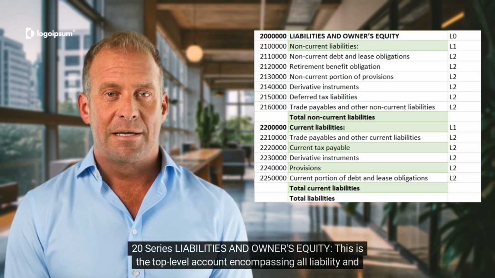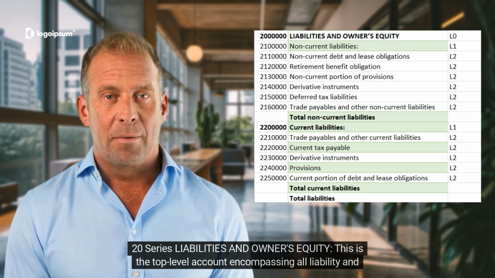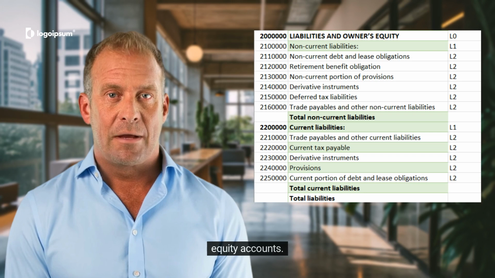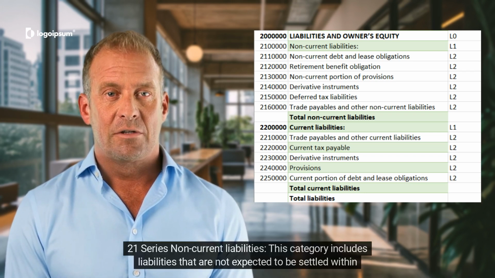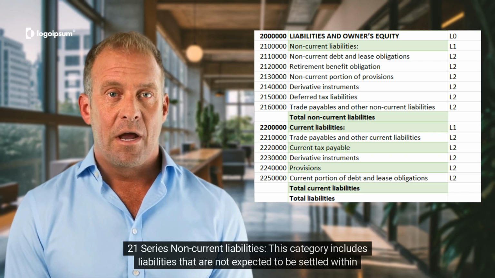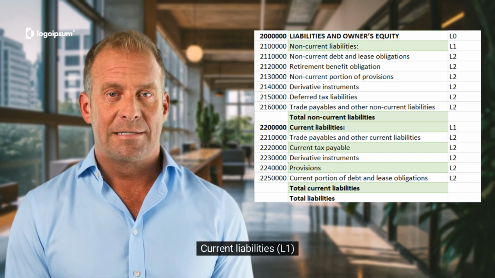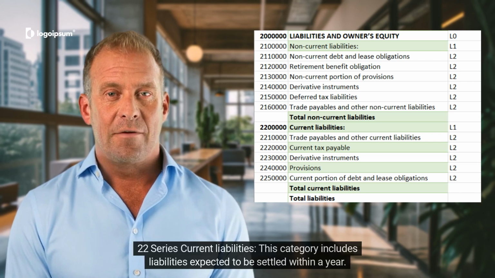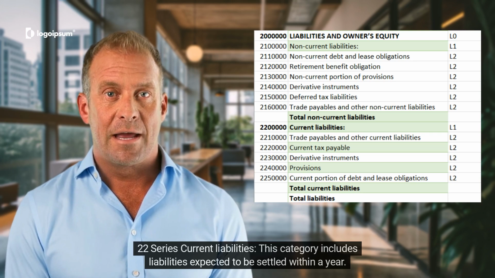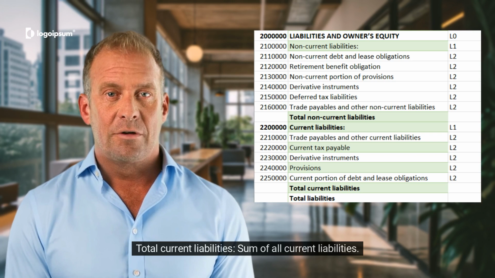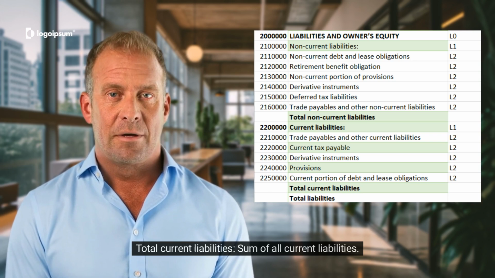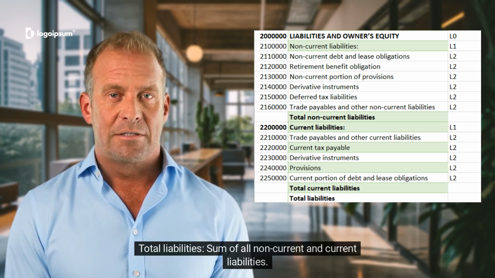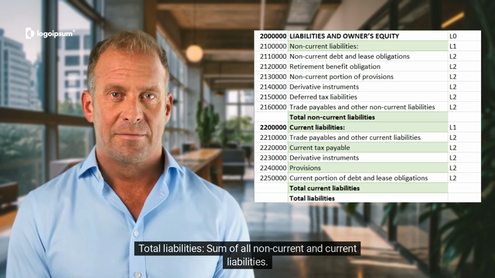20 series: liabilities and owner's equity. This is the top-level account encompassing all liability and equity accounts. Non-current liabilities, L1. 21 series: non-current liabilities. This category includes liabilities that are not expected to be settled within a year. Current liabilities, L1. 22 series: current liabilities. This category includes liabilities expected to be settled within a year. And lastly, total current liabilities, sum of all current liabilities. Total liabilities, sum of all non-current and current liabilities.